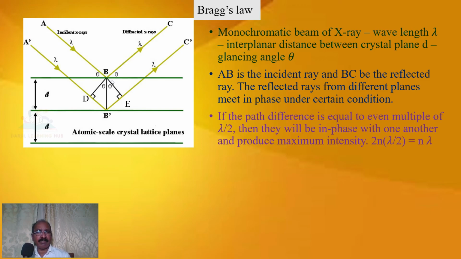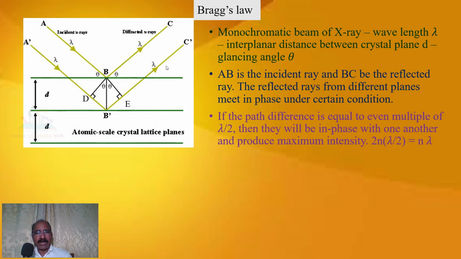So AB is the incident beam of monochromatic X-ray falling on the crystal. After reflection, BC is the reflected ray. Similarly, consider another ray, A dash B dash. After reflection from the bottom crystal plane, it will also be reflected as B dash C dash. These two reflected rays will be interfering with one another from the different planes, and these two rays will meet together. There may be a phase change, or sometimes they may be in phase with one another, or sometimes there may be a phase difference. So these two rays will interfere with one another, and a path difference will be produced between the two rays.